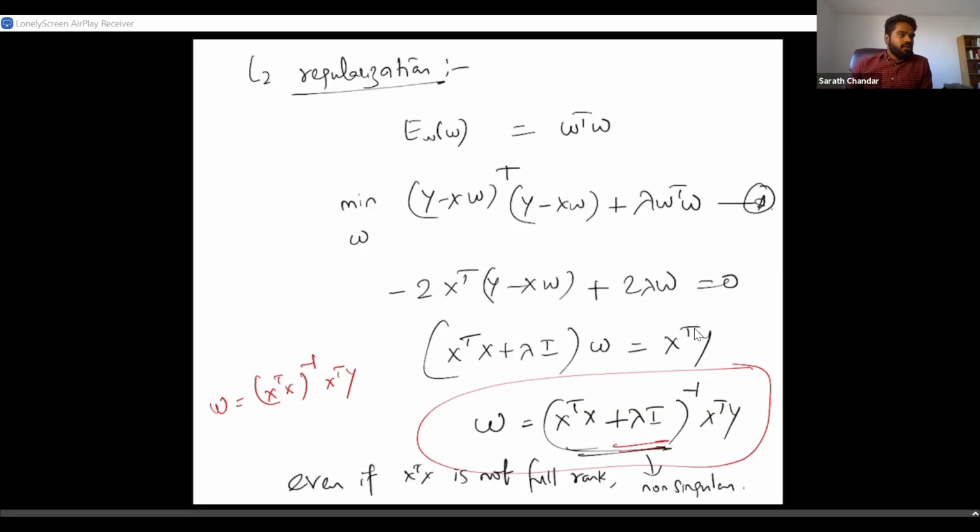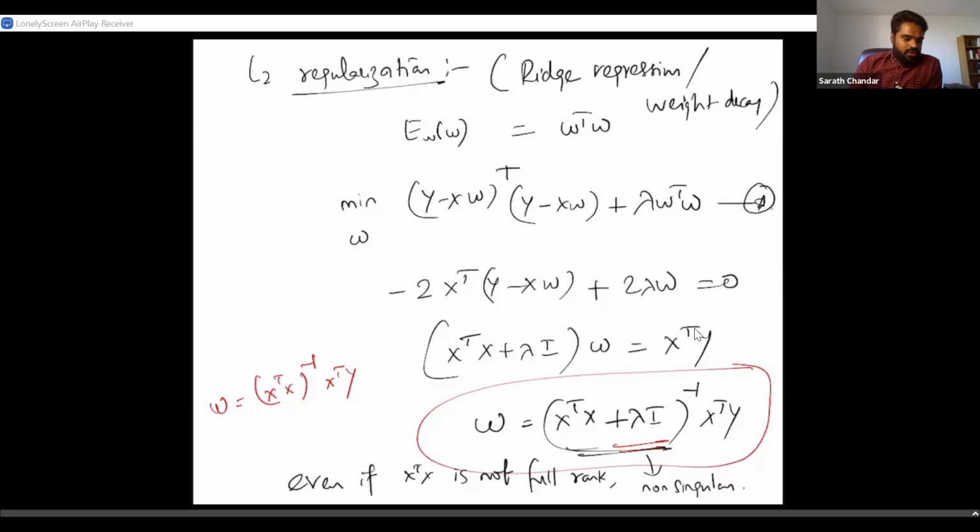Now this method of adding L2 regularization to your least squares is also known as ridge regression or weight decay in the literature.